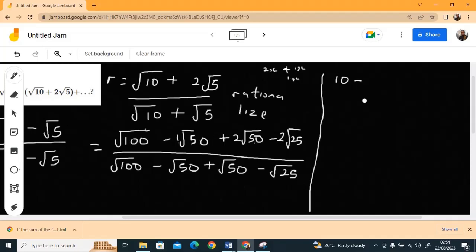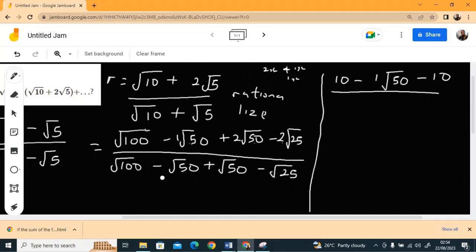Minus 1 plus 2 is 1. Let me just write 1 here so that you understand. Both of them have root 50, so you pick one root 50. I shouldn't be writing 1, but just for you to understand. Now, root 25 is 5, because 5 times 5 is 25. So 5 times this 2 is minus 10. Just get that. All over.